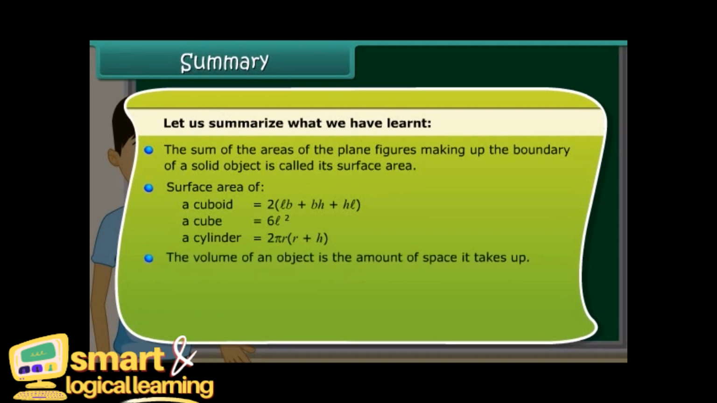The volume of an object is the amount of space it takes up. Volume of a cuboid is equal to L × B × H. Volume of a cube is equal to L³. Volume of a cylinder is equal to πr²H.